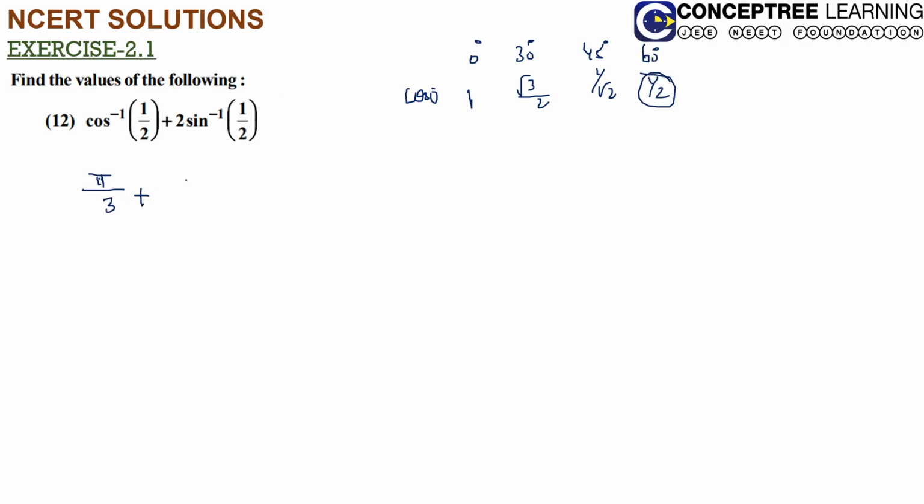Plus 2 times, for what angle do we have sine equal to 1 by 2? Sine 0 is 0, sine 30 degrees is 1 by 2, so 30 degrees can be written as pi by 6. So 2 and 6 cancel, so pi by 3 plus pi by 3, which is equal to 2 pi by 3. That is the answer.